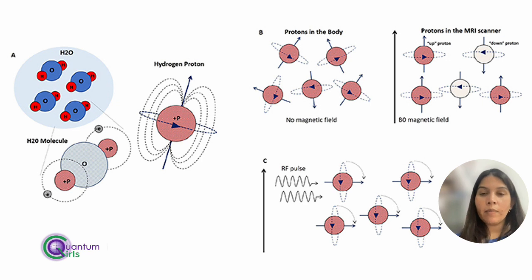Some will align up and some will align down, while still spinning around their own axis. There are always just slightly more up protons than down. Hence, these tiny magnets almost cancel each other out, leaving only the magnetic field from the small proportion of extra up protons. And it is this small magnetic field that we can measure using MRI.